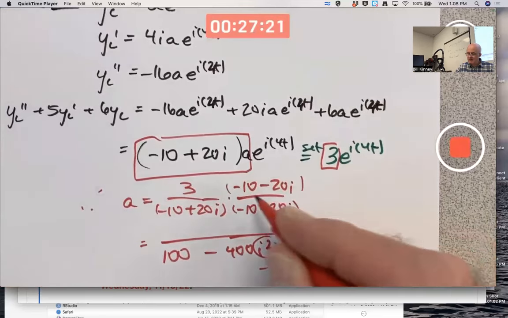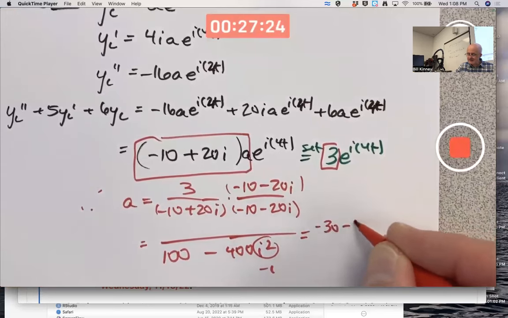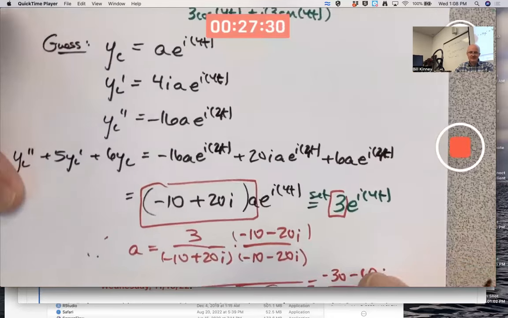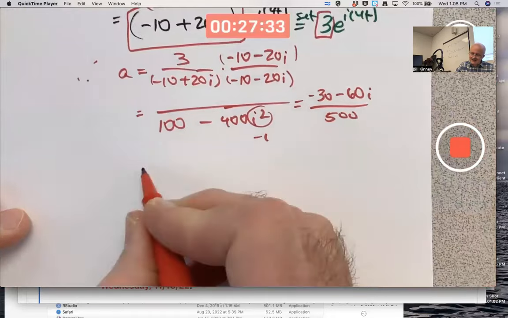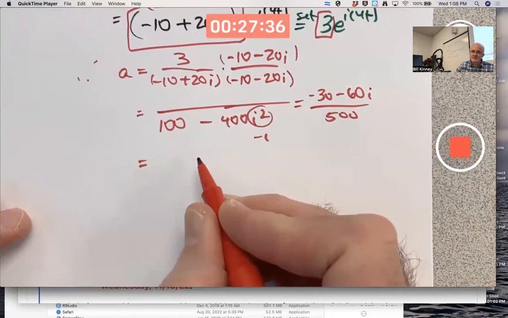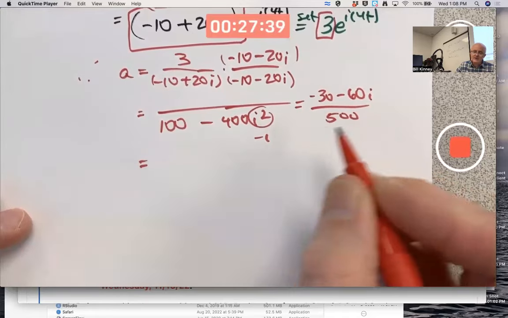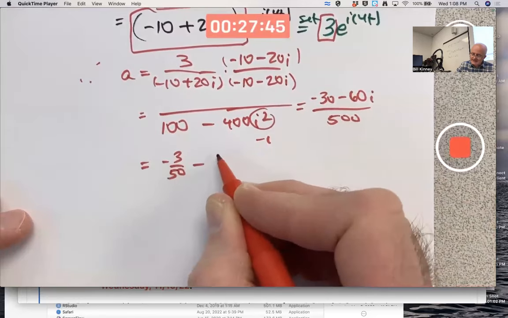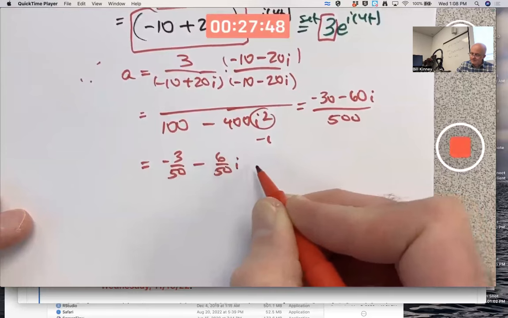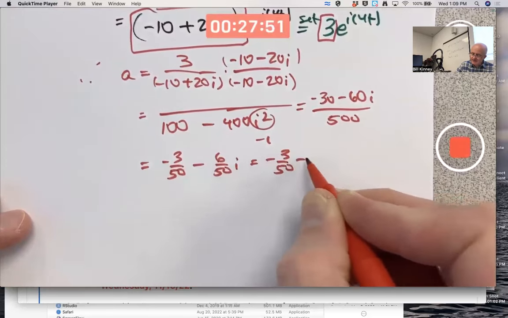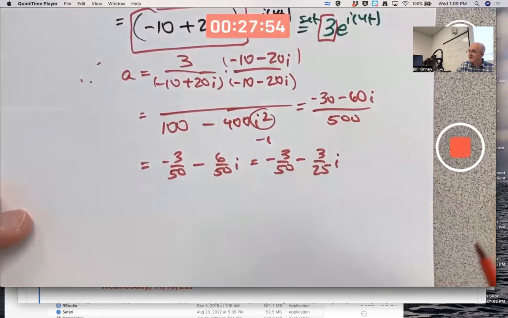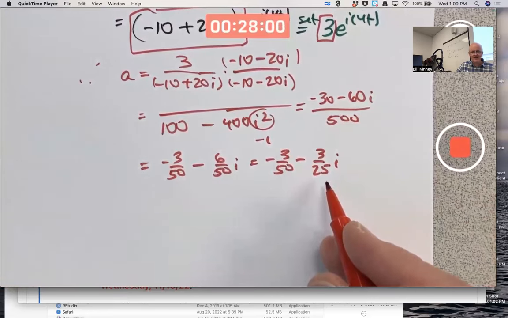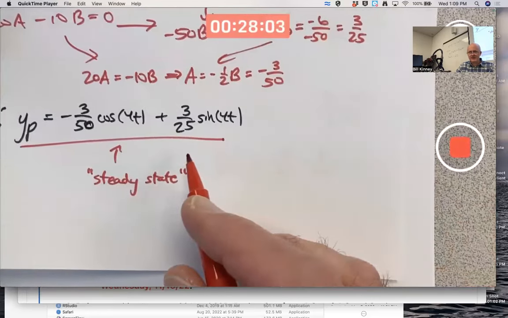On the top, multiply each term by 3, get negative 30 minus 60i divided by 500. That's the same as negative 90 over 500. Or no, excuse me, that was a mistake. Negative 3 over 50 minus 6 over 50i. Negative 3/50 minus 3/25 i. There's some familiar numbers as well. Negative 3/50 and, well, it's a negative 3/25 i. Whereas here we got a positive 3/25 i.